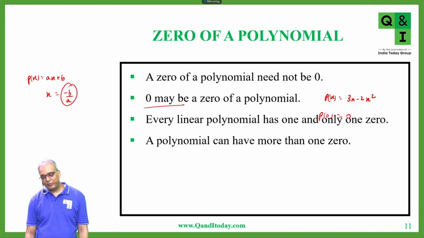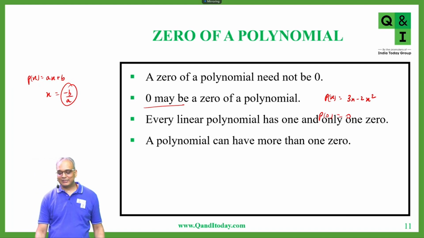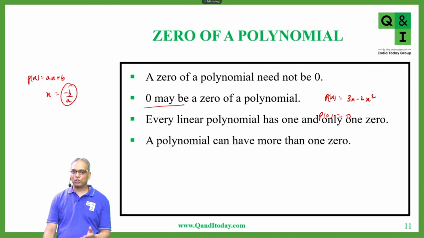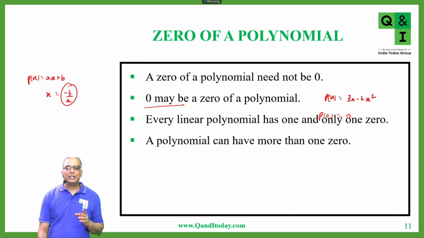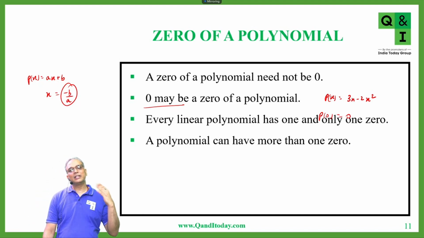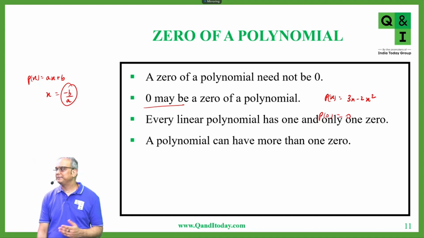Now a polynomial can have more than one zero. We also saw that if the degree of the polynomial is more than 1, if the degree is 2, 3, 4, you will have more than one zero. If it is a linear polynomial, then it has only one zero. If the degree of the polynomial is more than 1, then we have more than one zero.